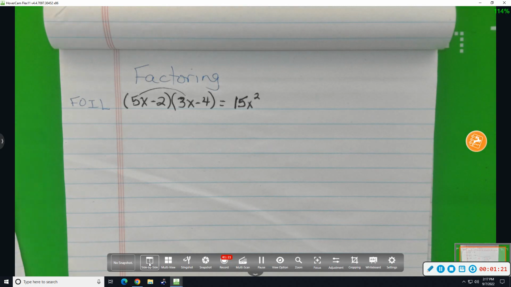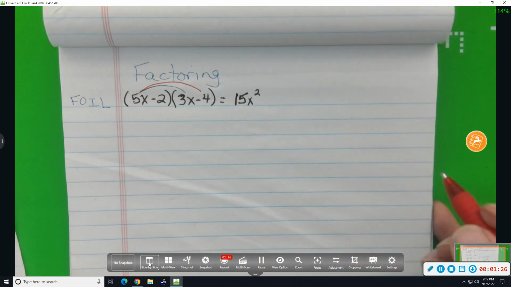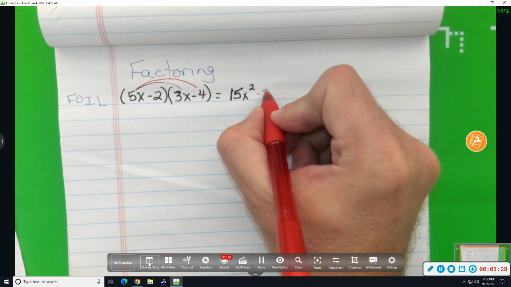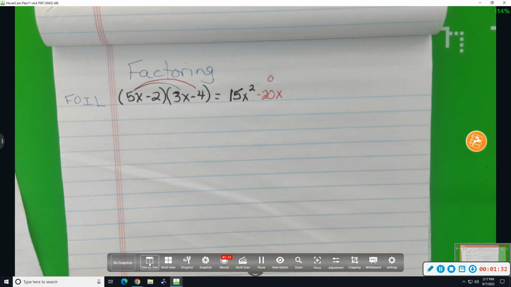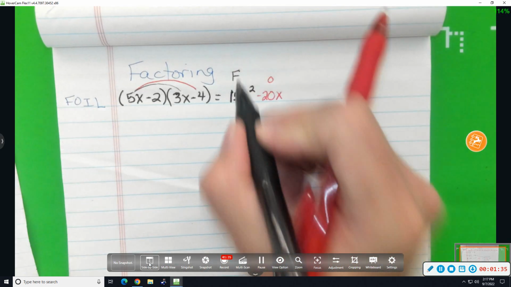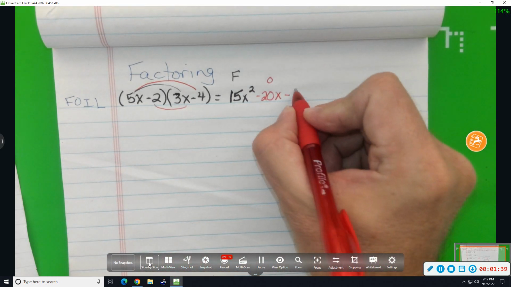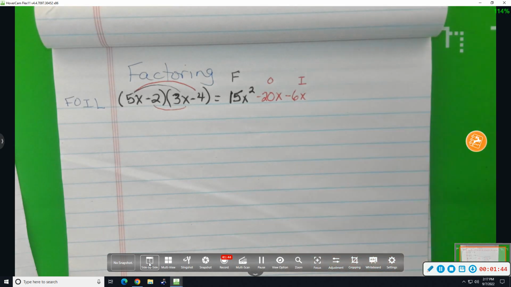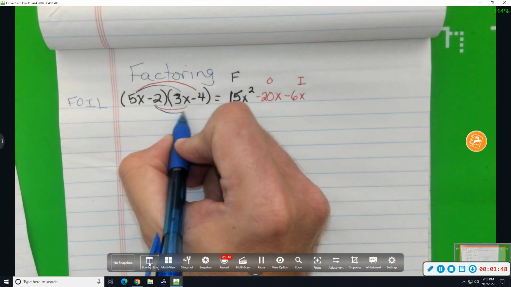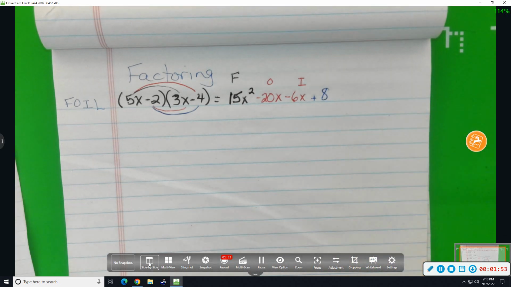Now I'm going to do the outer and inner in red. Is that going to be a minus 20x? That's first. Outer. What about the inner? Is it a minus 6x? And what's the last term going to be? Negative 2 times a negative 4 is a positive 8.